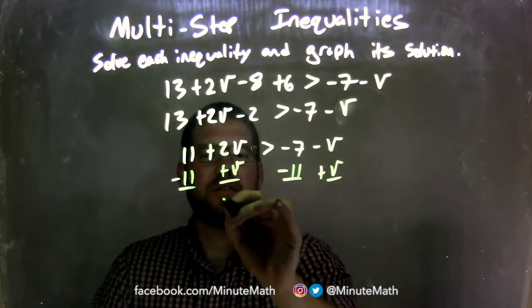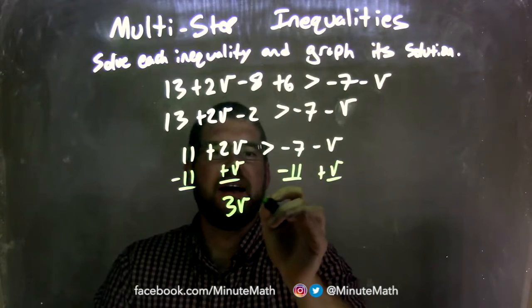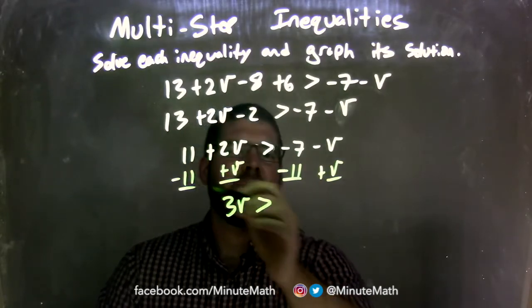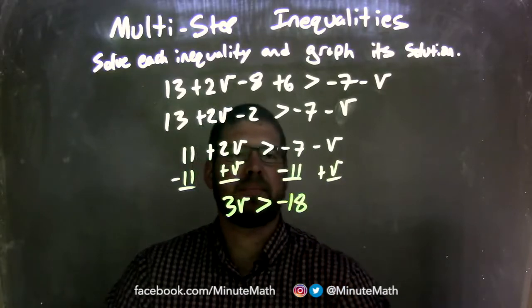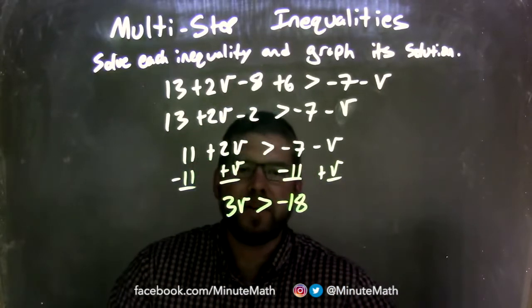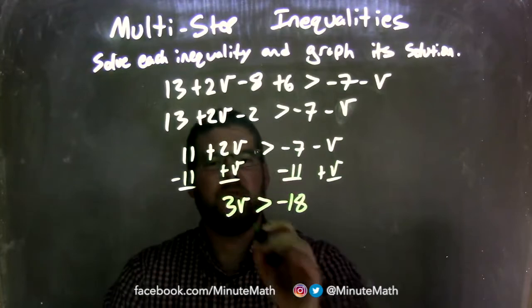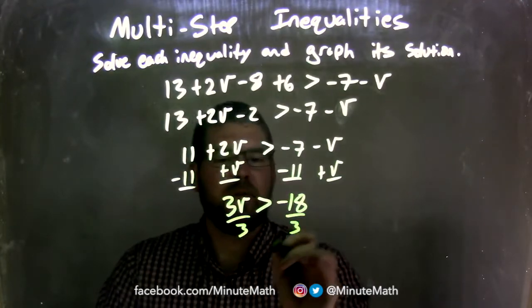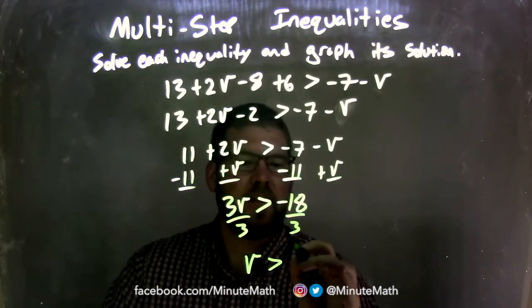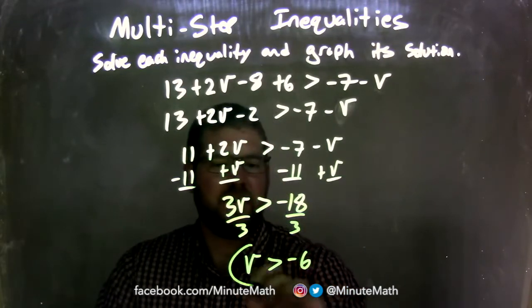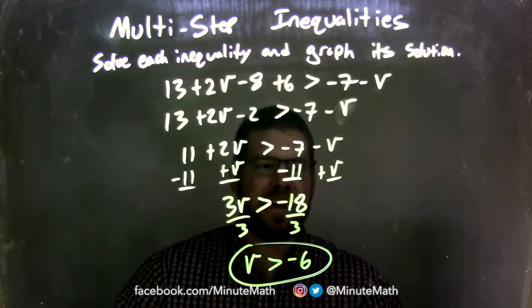2v plus v is 3v. And that's still greater than. And then subtracting 11, -7 minus 11 is a -18. Okay? So now I have 3v is greater than a -18. I divide by 3 to both sides, giving me v by itself. And so v is greater than -18 divided by 3 is a -6. There we have it. V is isolated and it's greater than a -6.